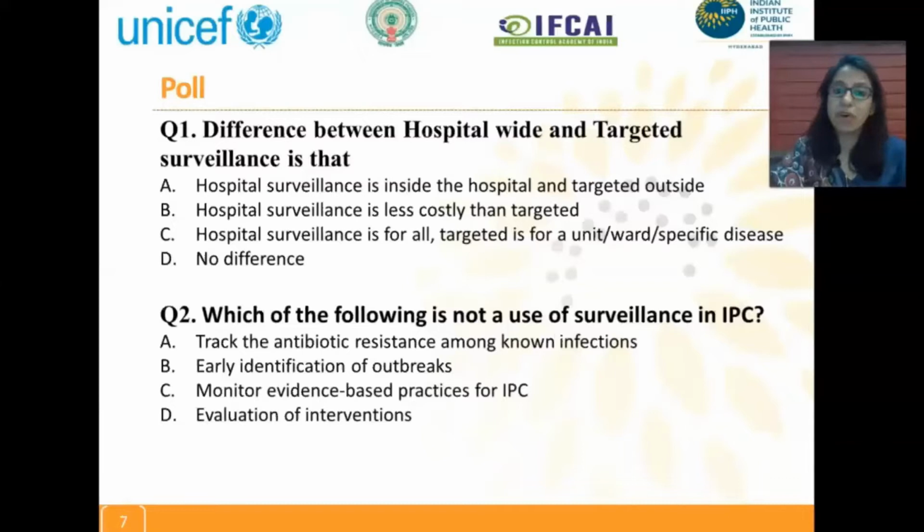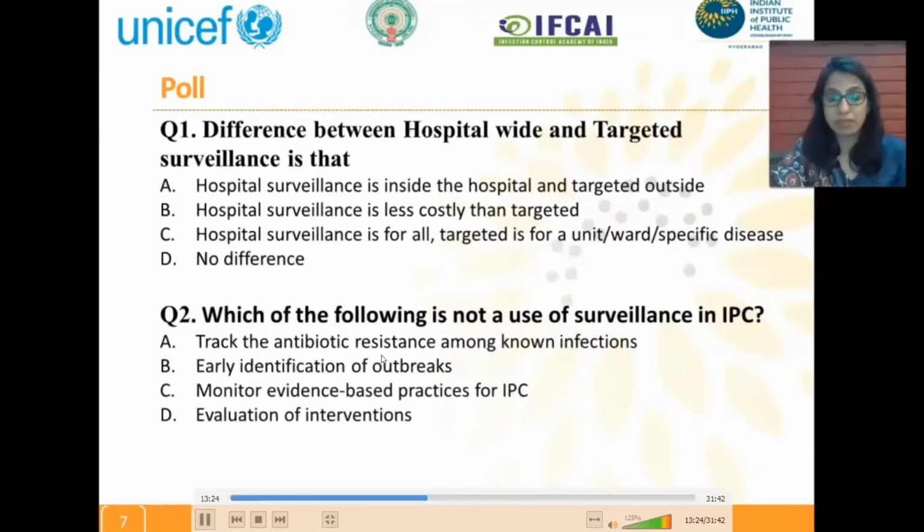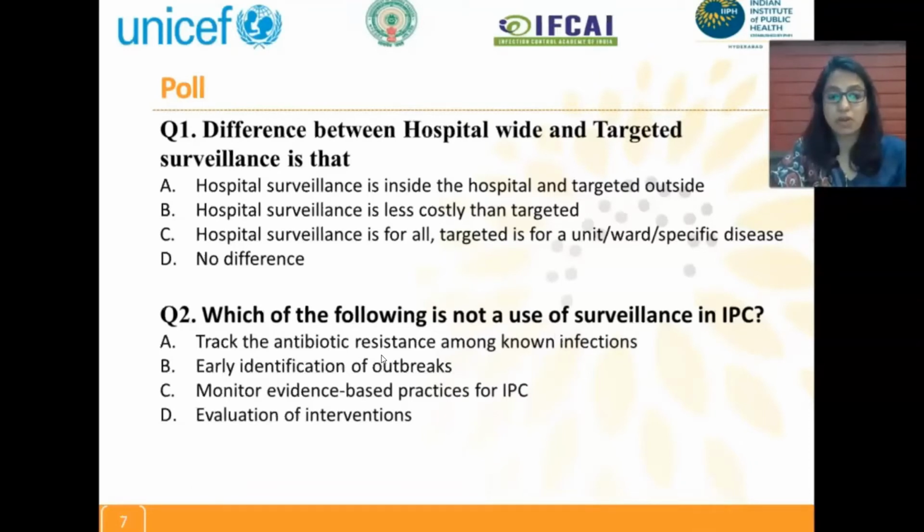Okay, question two. Which of the following is not a use of surveillance in infection prevention and control? Options are: track the antibiotic resistance among known infections, early identification of outbreaks, monitoring the evidence based practices for infection prevention and control followed by the staff, or evaluation of interventions. Which of the following is not usually a specific use of surveillance? You can take some time.